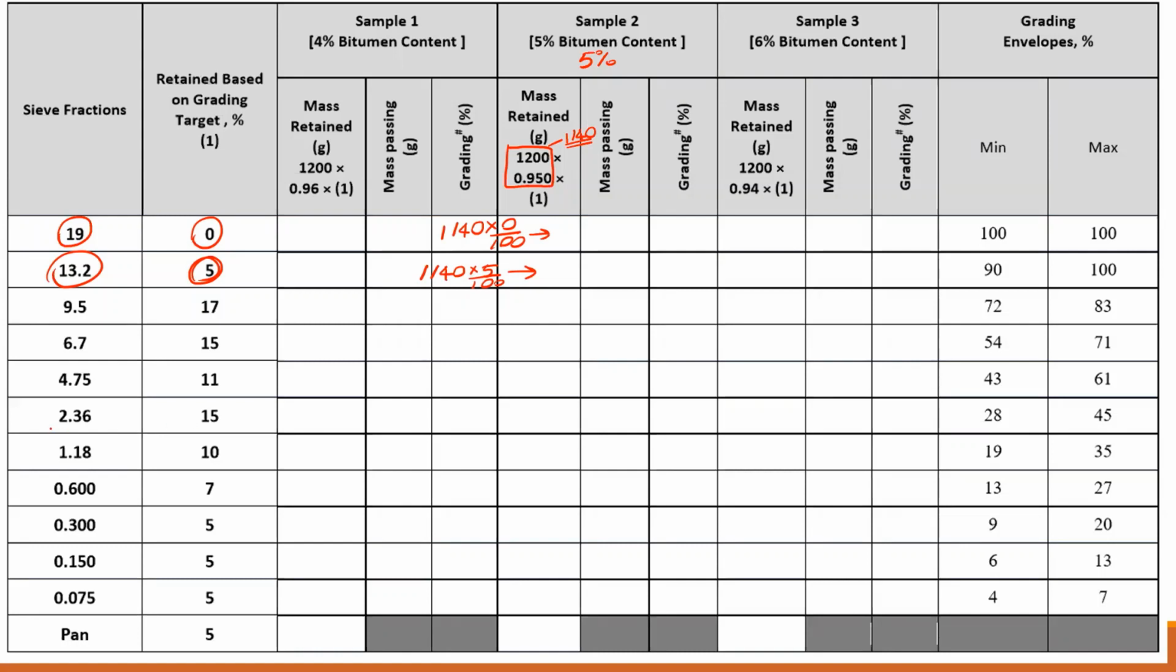To make this 1,140, we need 15% of the 2.36 size. So that means 1,140 times 15% from this. So you can find out how much of the 2.36 aggregates we need. Likewise, do the calculations for all the sizes, and when you add all these aggregates, you should get 1,140, because that is the total amount of the aggregates that we need.